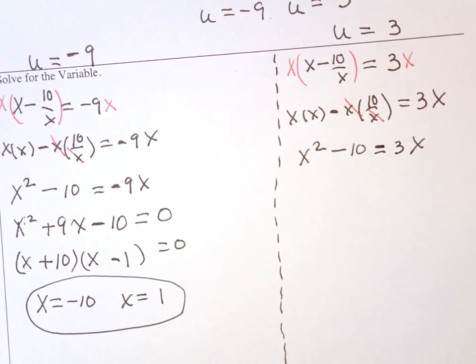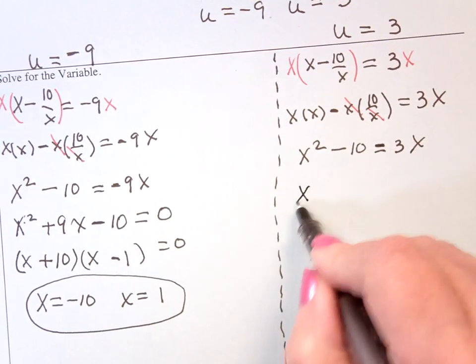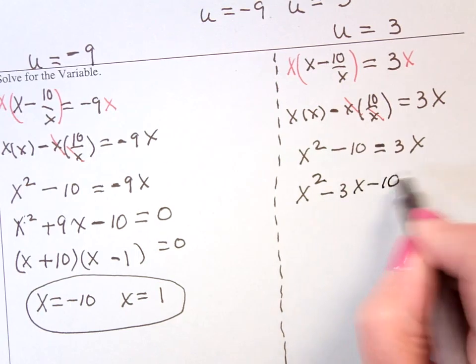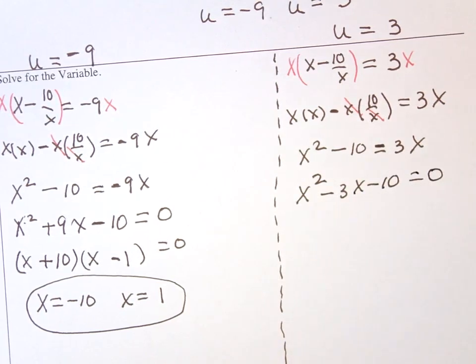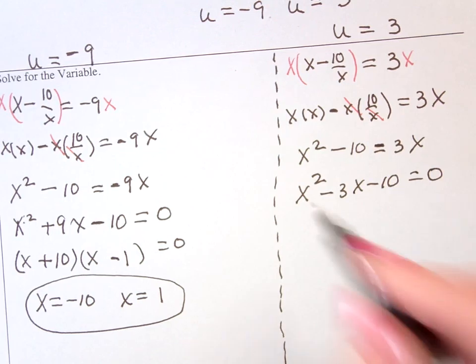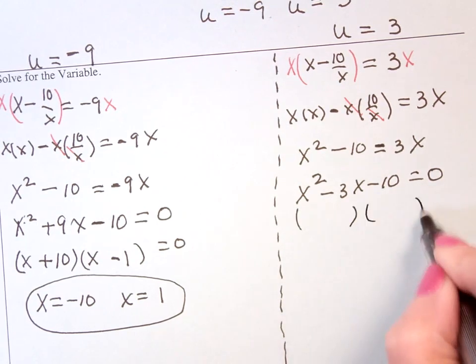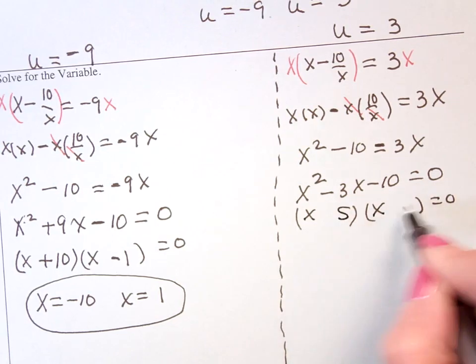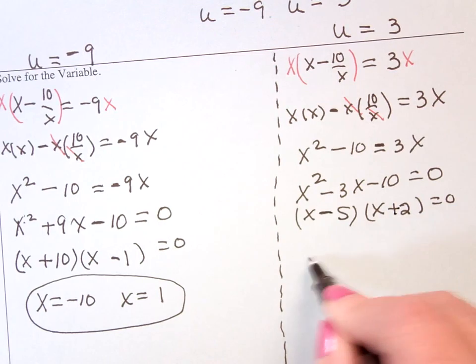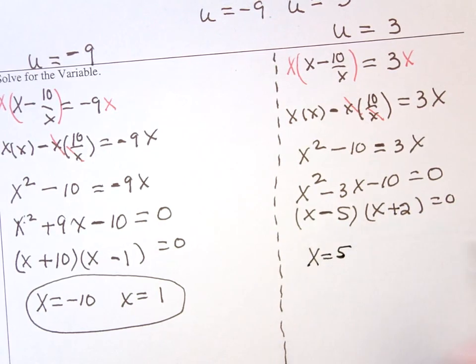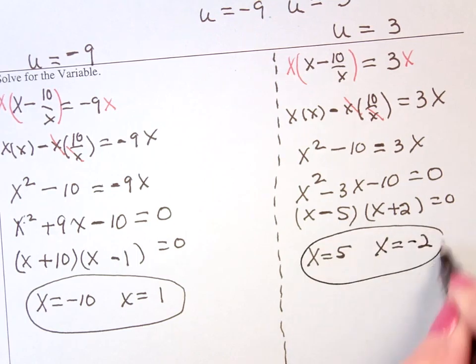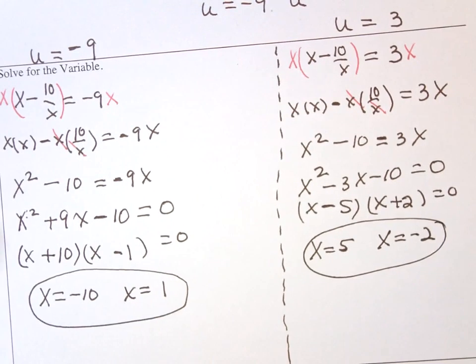Again, I can't do anything until I bring everything to the same side, 0 on the other. x squared minus 3x minus 10 equals 0. That factors, x and x, 5 and 2, minus and plus, so that x equals 5, x equals negative 2. And the question is, do I need to throw any of my answers out?